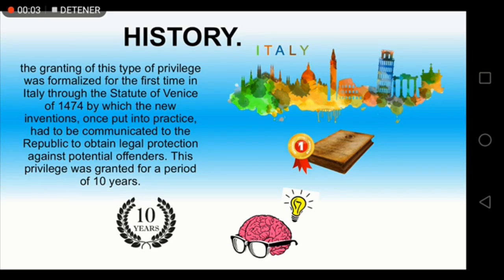History. The granting of this type of privilege was formally set for the first time in Italy through the Statute of Venice of 1474, by which new inventions, put from concept into practice, had to be communicated to the Republic to obtain legal protection against potential offenders. This privilege was granted for a period of 10 years.